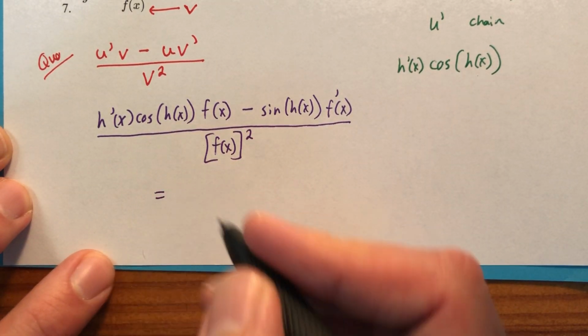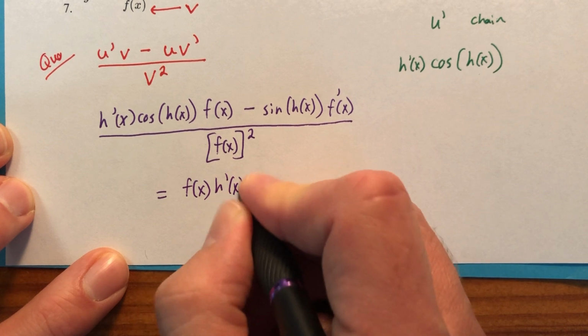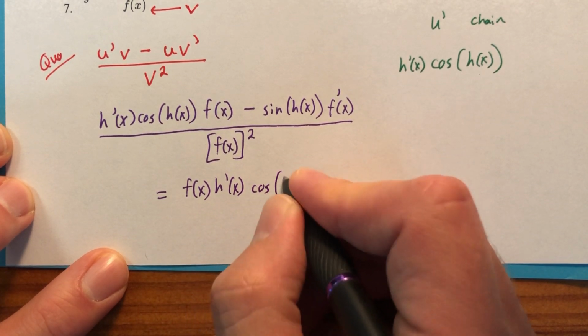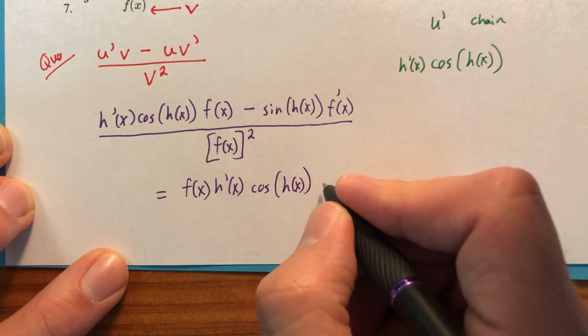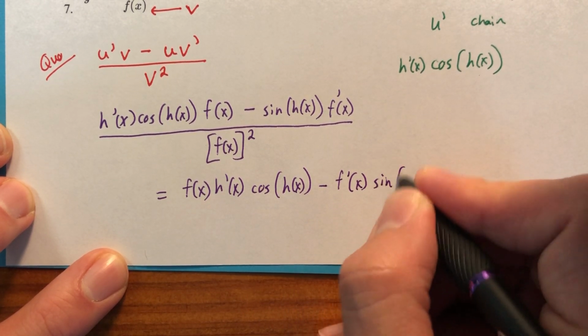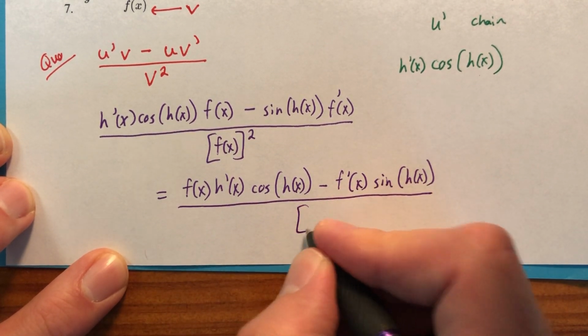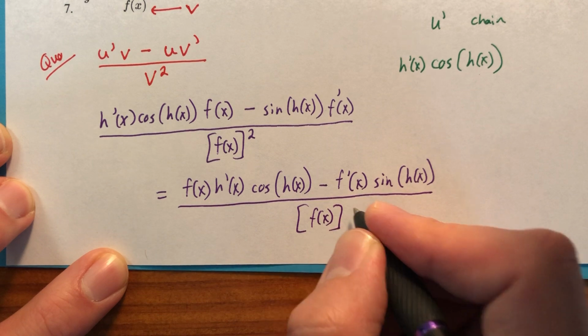So here goes. One more. I'm going to put f of x in the front. H prime of x cosine h of x minus f prime of x sine h of x, all divided by f of x, all squared.